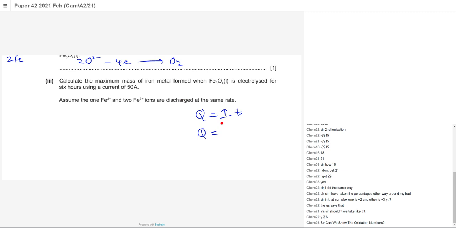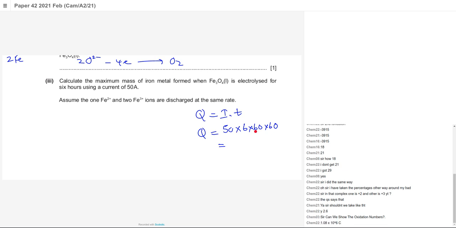So the current I is 50. Time is how many seconds? 6 hours. So it means 6 into 60 into 60, right? In minutes, because 6 hours to minutes you multiply by 60. To convert minutes to seconds, we have to multiply by 60 again, because time has to be in seconds. So you get the answer: 1.08 into the power 6 coulombs.